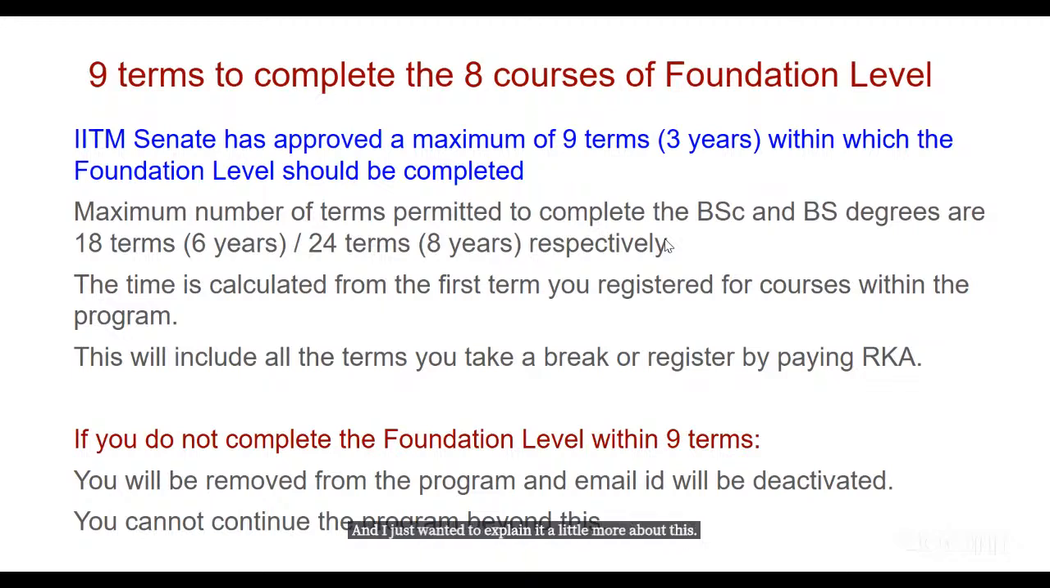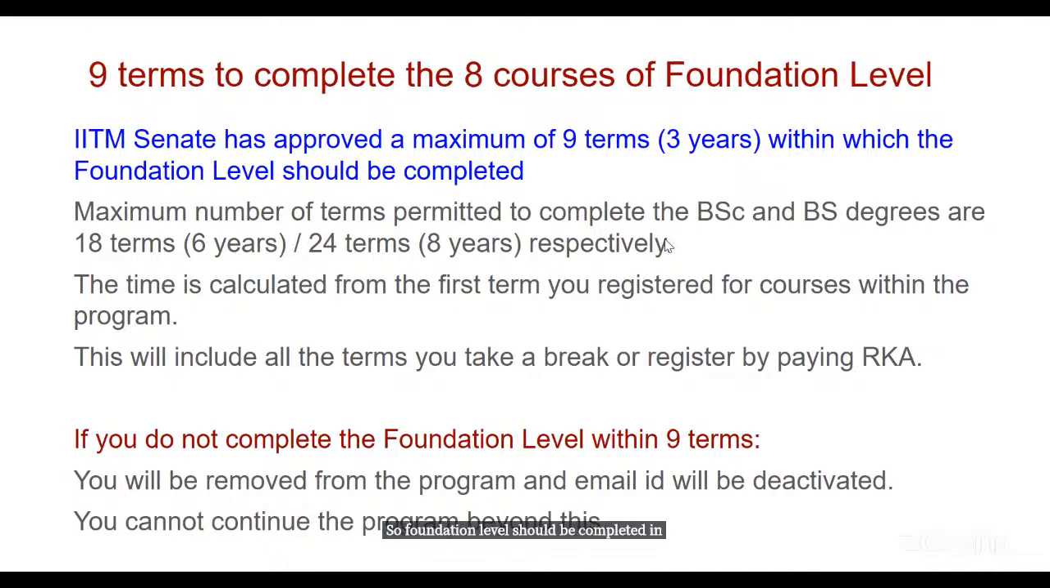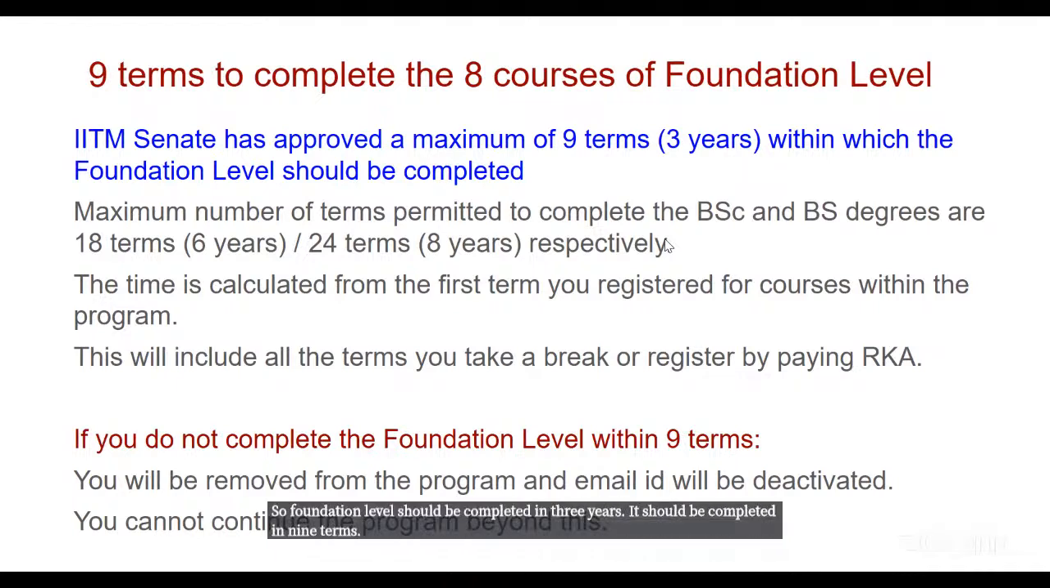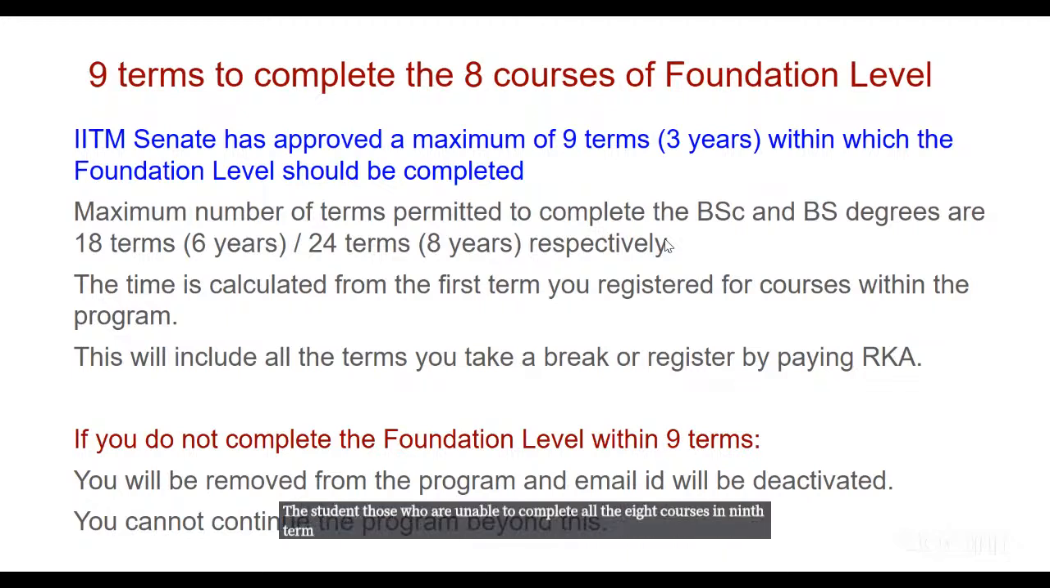So, as you all know, we have a certain limit for each level. For foundation level, the time is calculated from the term when you have started foundation. Even if you are taking a break in between, that will also be included. So foundation level should be completed in 3 years, that is, in 9 terms. Students who are unable to complete all the 8 courses in 9 terms are not eligible to continue the program further. So please plan accordingly to complete all 8 courses in foundation level in 3 years, that is 9 terms.